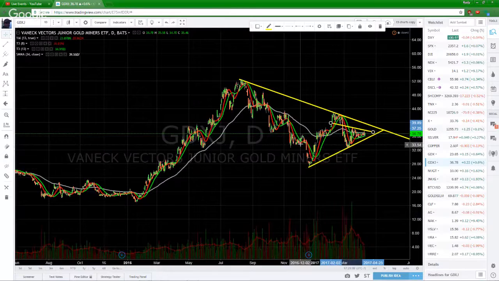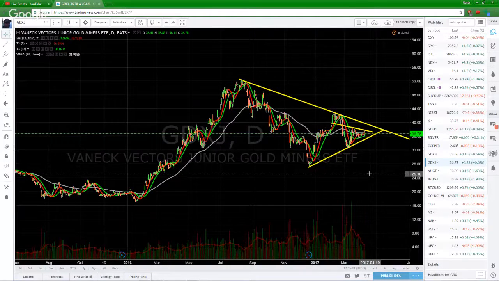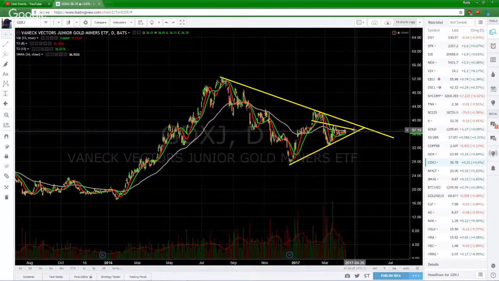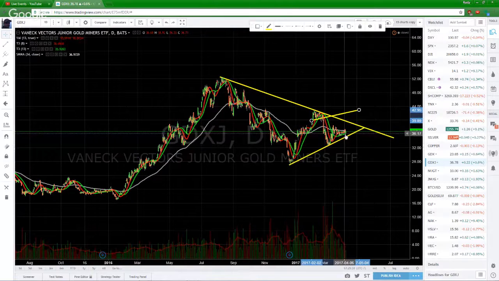Nice cup and handle, reverse head and shoulders. We've been through all this day after day after day. It is building. It's still bullish. Nothing is certain, so watch for previous low breaks. It might need to gather its legs again.